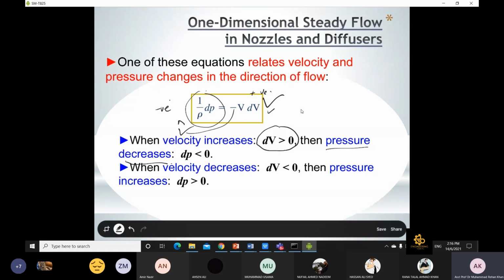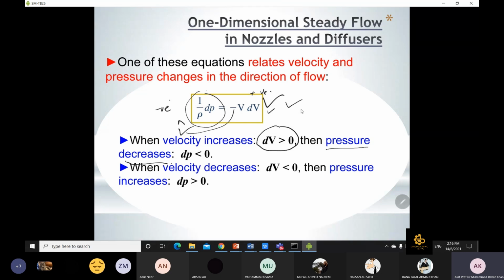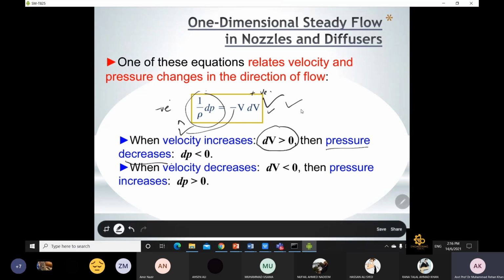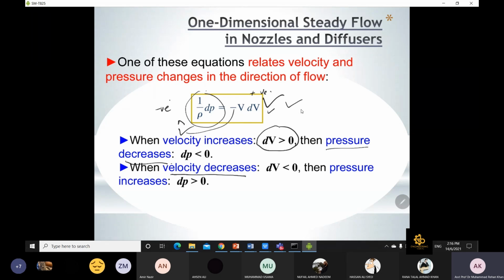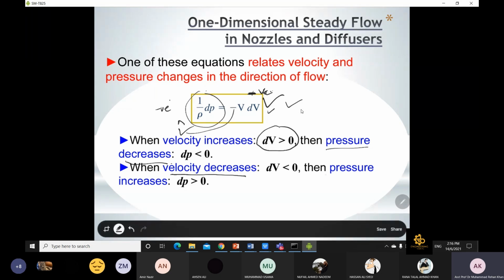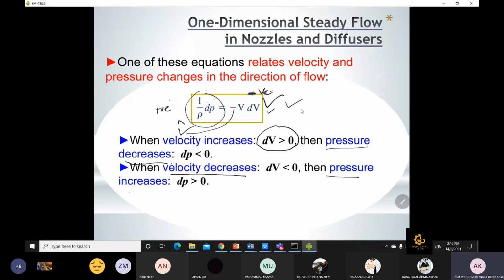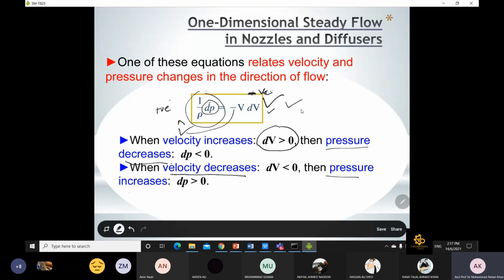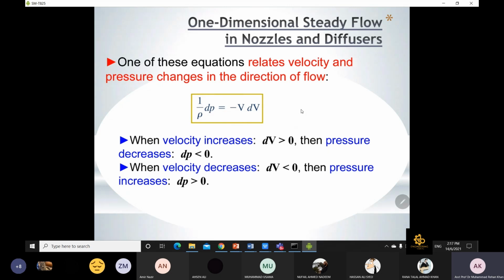This is just for the case which we already discussed in the previous lecture, and this is the equation we got from it. Now if velocity is decreased, this term dv becomes negative, and if it is negative, your pressure increases, because dP becomes positive. Negative times negative becomes positive, so dP is greater than 0 in this case. This is just for your basic understanding: if there is an increase in velocity, pressure decreases, and if there is a velocity decrease, there is a pressure increase.